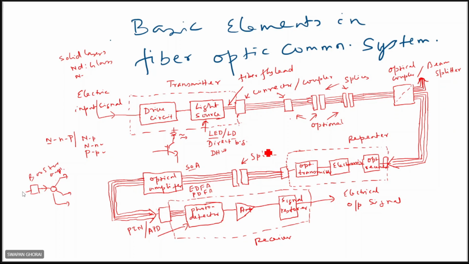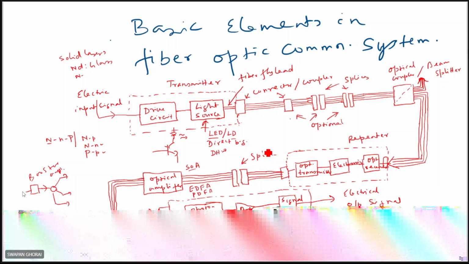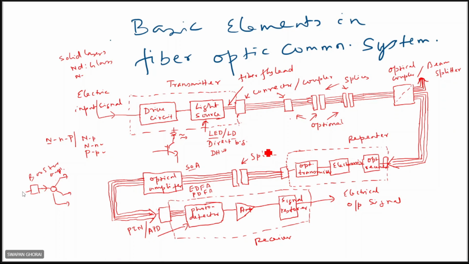So now let us see different types of fibers, right? After that we'll focus on the sources. Next we'll consider the detectors, and next the other components like amplifiers, and system performance, like these things, right? So let us see the types of fiber.